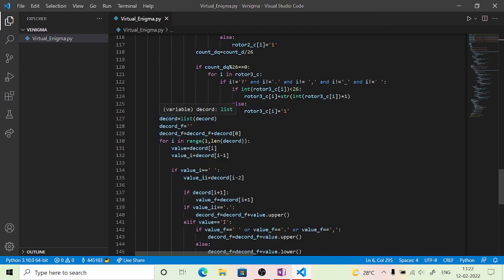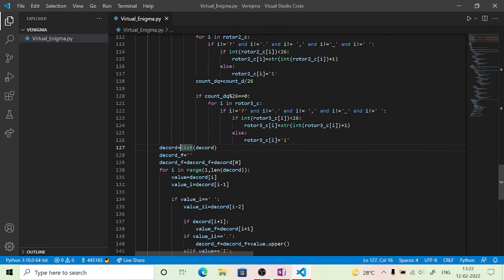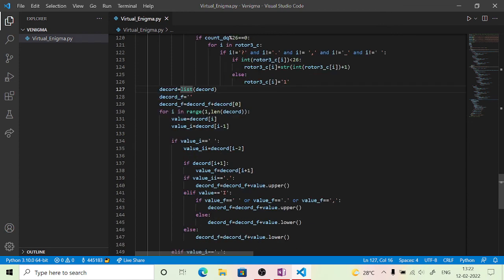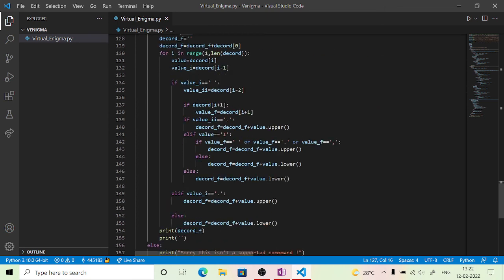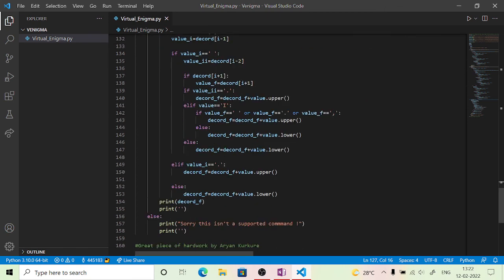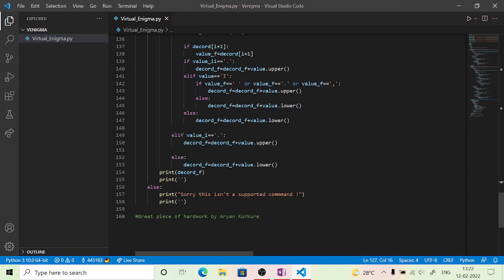And decode, which is only decode, would be the list form of decode, because I don't want it. I'm again passing, as you can see, for I in range length of 1 comma length of decode. That means I'm again passing it through a series of functions, which you can also call a complex decision tree. And we had also learned about decision trees, if you remember. After passing through this whole thing, we get decode F. So let's also see how this runs.